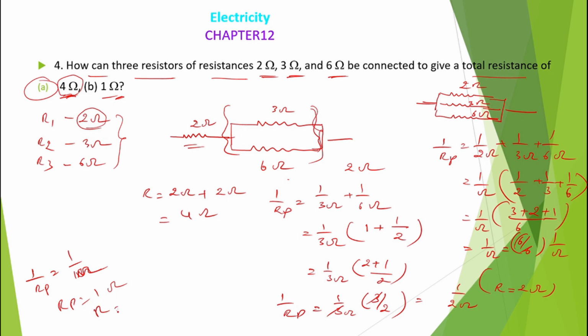So that means R is equal to 1 ohm. So here you have to make one sentence: all three resistances should be connected in parallel. So we got the answer 1 ohm. So that means you have to write one sentence: all three resistances are connected in parallel.